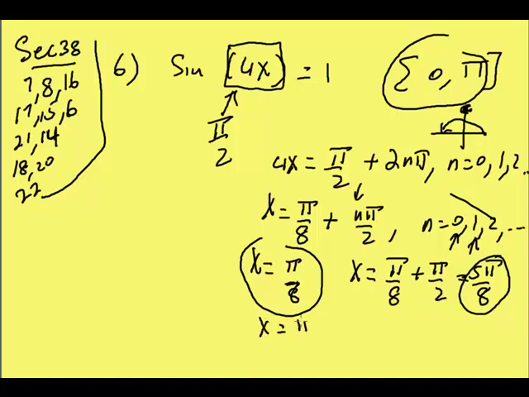x is equal to pi over 8. And then what's the next number I'm going to put in? 2. So that becomes pi. I can stop there, right? Because I know that's bigger than pi. So how many solutions do I have? 2. This is the work you have to show.